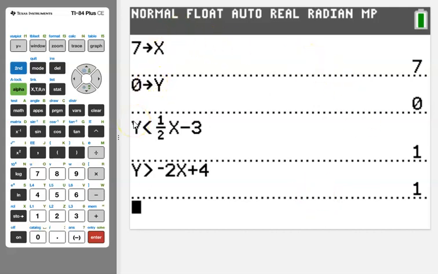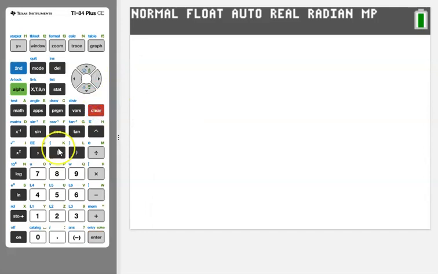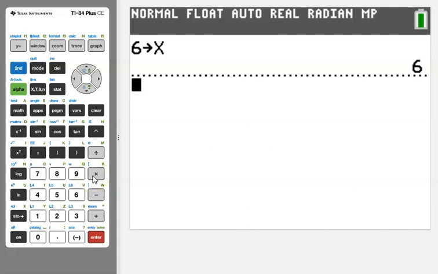Now this is a little bit time consuming, but if you have something that's very difficult to graph, or you're just not sure, or you don't want to graph, you can always use the test menu to test points this way. All right, the second point I gave you was 6, negative 2. So I'm going to clear this out, and I'm going to store 6 for x. So 6, store x, enter. And I'm going to store negative 2 for y. Negative 2, store alpha 1, enter.